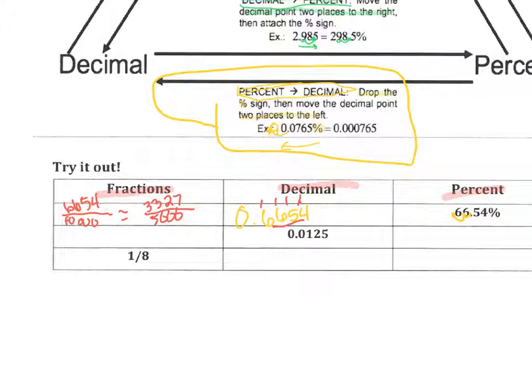Now, to go from a decimal to a percent, that's this green one up here where we move it 2 places to the right. So I'm going to move this to the right twice. So this becomes 1.25%.